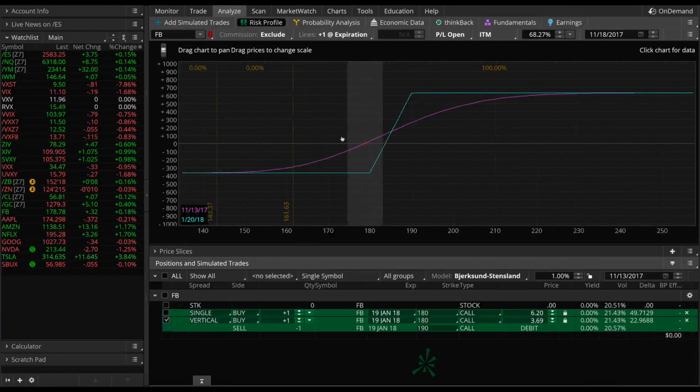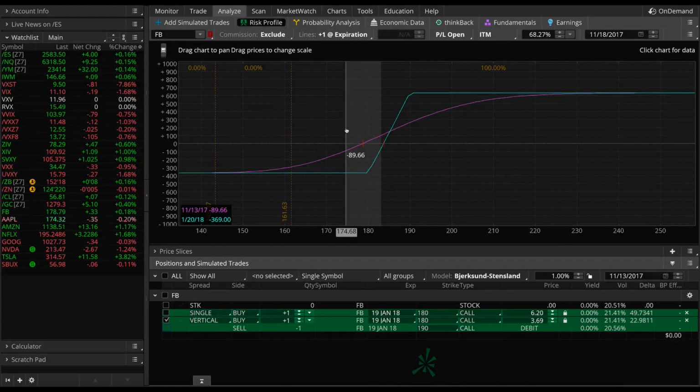So as we can see here, we have a very different risk profile than we did with the long call option, and that's because the call spread has limited profit potential since we're selling a call against that long call. Now, one of the benefits of the call spread is that compared to just buying that call option, we have less loss potential. So as you can see here, just buying the call option would cost us $6.20 per call contract, but if we instead purchase the 180-190 call spread, our net debit is only $3.69.